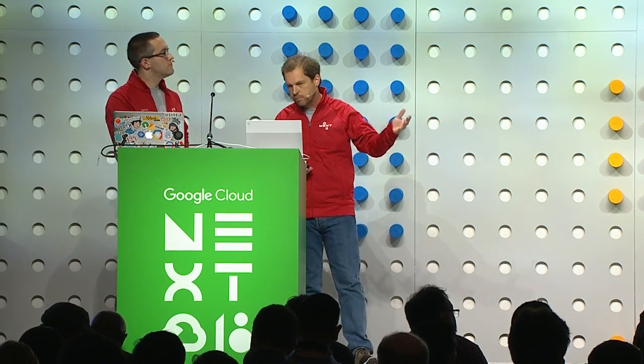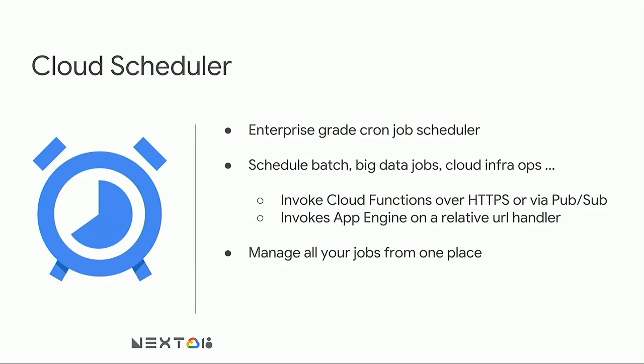So again, this is not tied to a product. This is a product of its own and can be used to trigger jobs and manage all of them in one place rather than have and reinvent this cron feature in different parts of your architecture. And of course, you can hit HTTP endpoints, Pub/Sub topics, or relative URL handlers to hit App Engine apps. And this will be made available in the next 30 days.